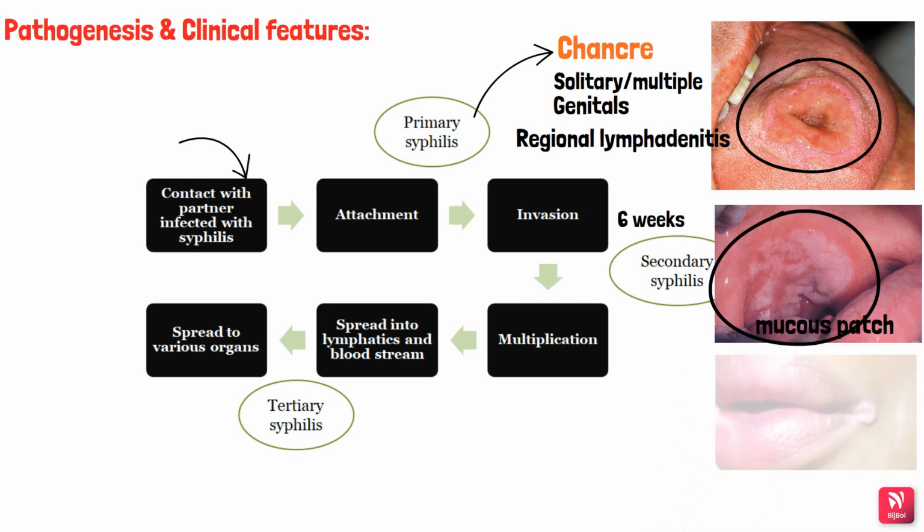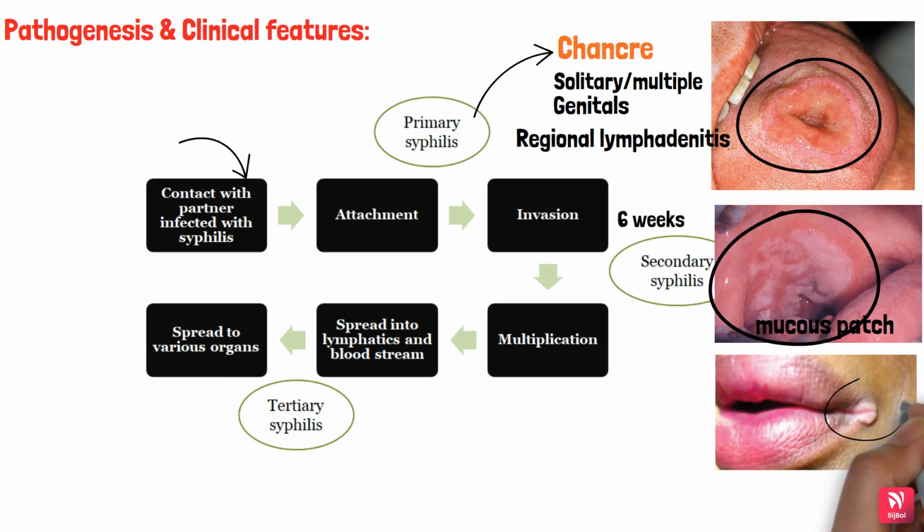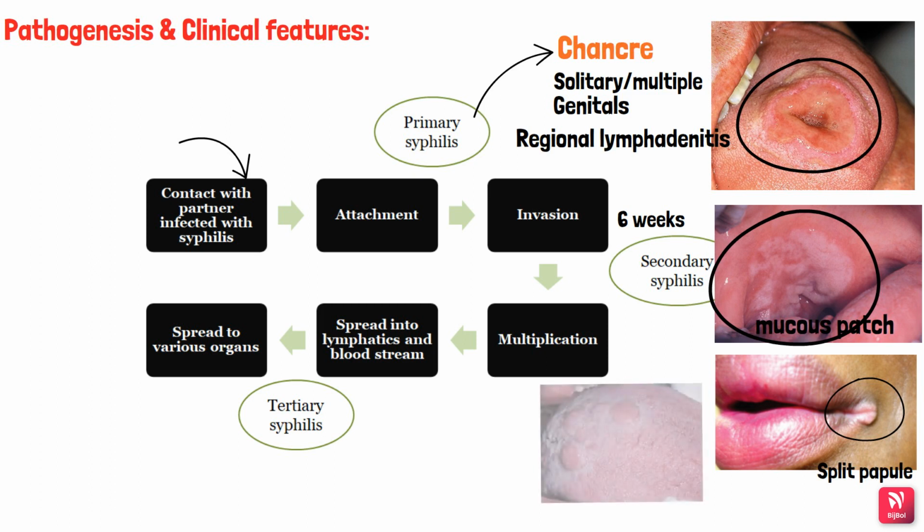The second feature is split papules, as you can see near the crease of the oral commissure. These are elevated mucous patches seen near the oral commissure, called split papules. There is one more feature seen in secondary syphilis, that is papillary lesions. Here, on the surface of the tongue, some papillary lesions are seen which resemble viral papillomas. This lesion is called condyloma lata. So mucous patch, split papule and condyloma lata are seen in secondary syphilis.